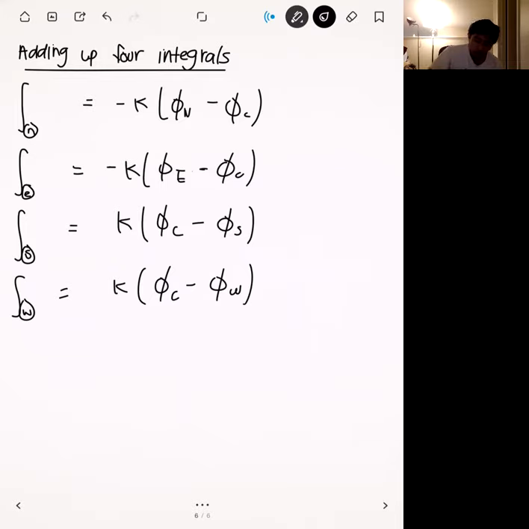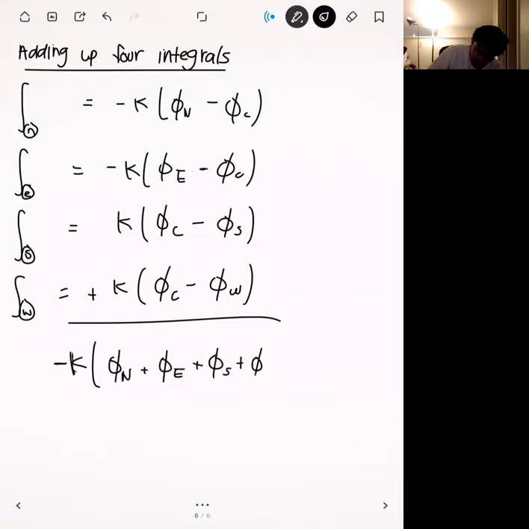If we add all these together, I'll put a minus k out in front, because that's traditionally how it's defined. Then what we have is phi n plus phi e plus phi s plus phi w minus 4 phi c.